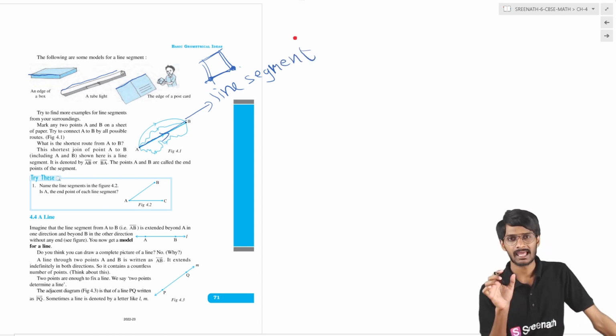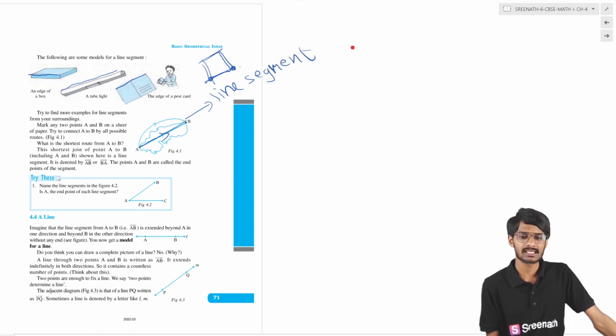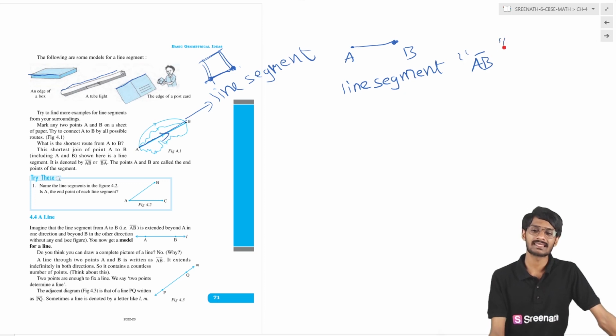So basically, a line segment is between 2 points. That we call the line segment. Okay, students, suppose this is the point A and this is the point B. How will you represent the line segment? A line segment is represented as AB bar. So like that we are going to represent the line segment, students.